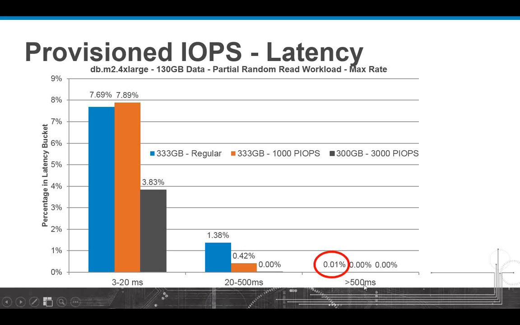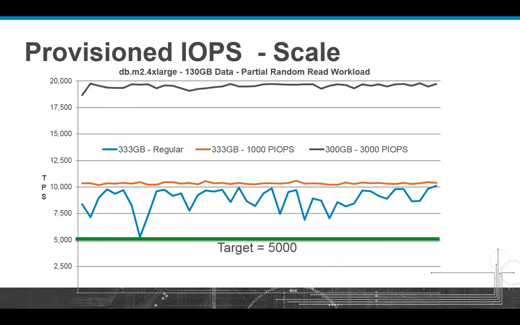Especially in the greater than 500 millisecond bucket, you don't see any transactions corresponding to provisioned IOPS storage. You do, however, have a percentage of transactions for standard storage that fall into this bucket. So this is a benchmark, of course, which is essentially pushing each of these instances pretty hard. In the real world, it's likely that your TPS target is much lesser than what we have attempted here with the benchmark.